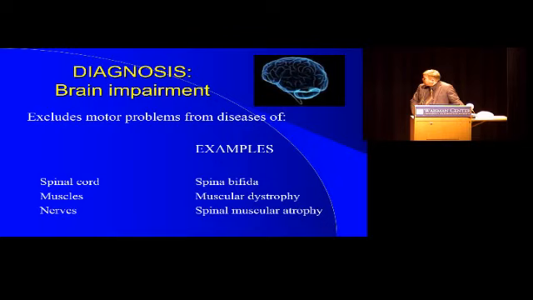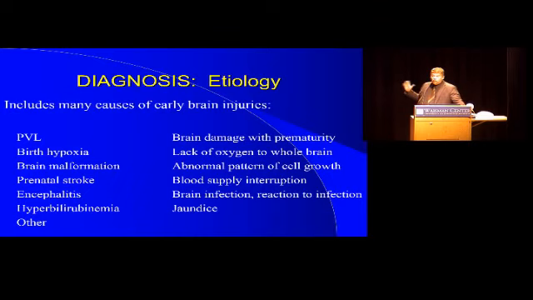The next piece is that this is an impairment of the brain, so cerebral palsy would exclude other disability issues that relate to other parts of the nervous system, such as the spinal cord, muscles, or nerves. So cerebral palsy is a disease or condition of brain development, but it includes many different ways that the developing brain could have difficulties. I'm going to talk a lot about the first one, PVL, or periventricular leukomalacia, as the primary example, because that's the most common change in the brain associated with cerebral palsy currently.